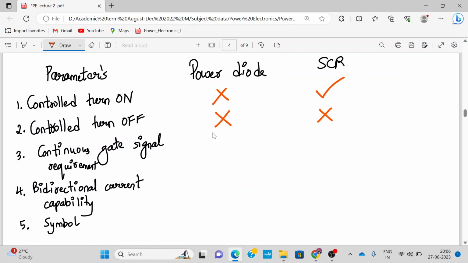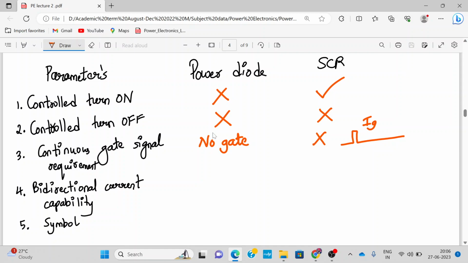Whether there is a continuous gate requirement over here: in a power diode there is no gate, so no such requirement. And in case of SCR, there is no continuous gate signal requirement. In fact, we apply just a short pulse and that's it, it will turn on the SCR. This is the gate trigger requirement for SCR, just a short pulse, nothing else. We don't have to apply the gate current continuously. You apply this once and that's it, the SCR turns on.